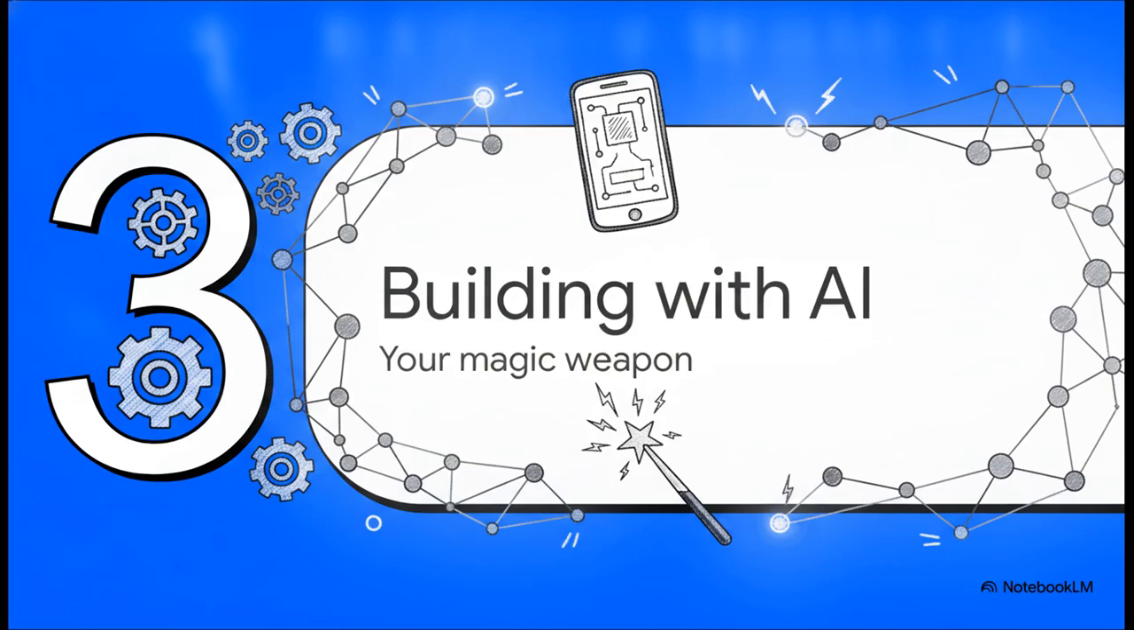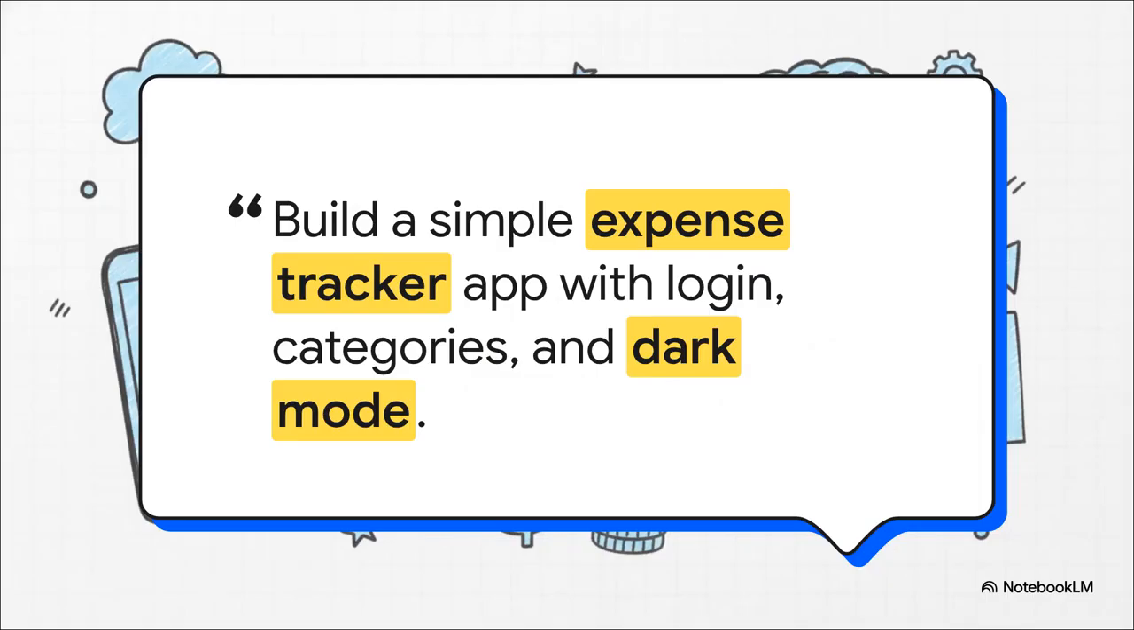Section 3. Building apps with AI. Let's introduce your new magic weapon. Just imagine typing this. Build a simple expense tracker app with login, categories, charts, and dark mode. It is genuinely amazing that instructing an AI to generate an app structure and sample code is now this conversational. You literally just tell it what you want in plain English, and boom, it goes to work.